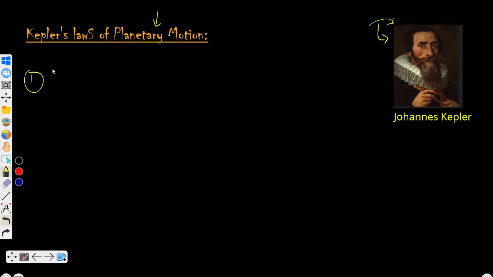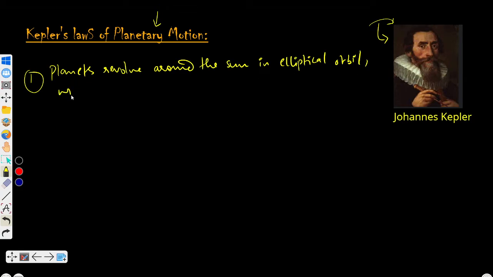According to the first law, planets revolve around the sun in an elliptical orbit with the sun at one of the foci. Now what does this mean? If you observe this law, it has two parts. The first part says planets revolve around the sun in an elliptical orbit.